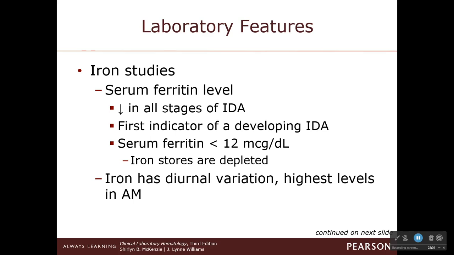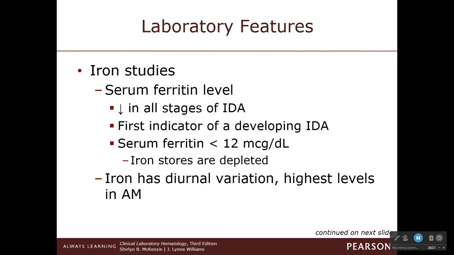This is one of your first indicators of developing IDA. So a lot of times they'll do the CBC, but the CBC will be normal, so then they'll move to the iron studies in the serum, the chemistries for this. And so serum ferritin levels of less than 12 micrograms per deciliter lets us know that you have depleted all your iron stores.